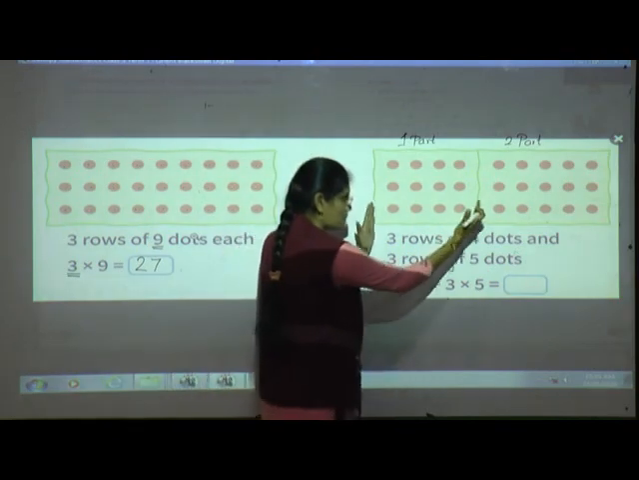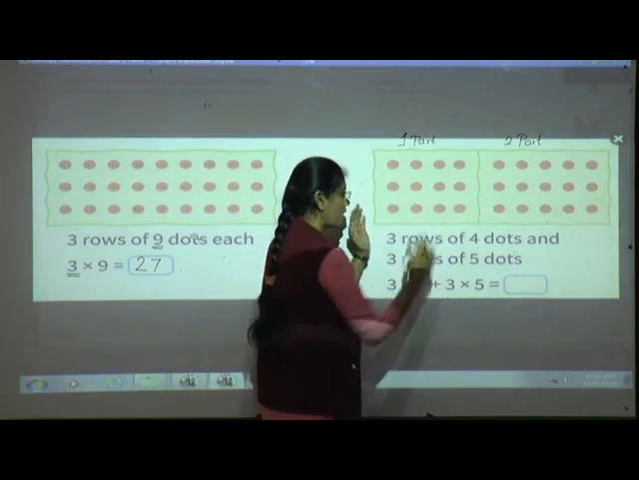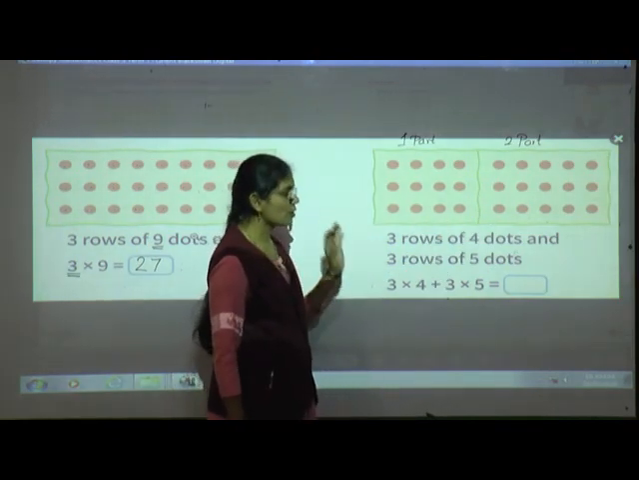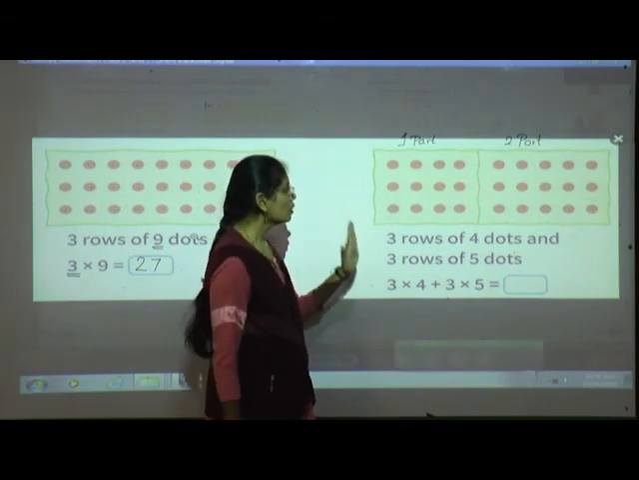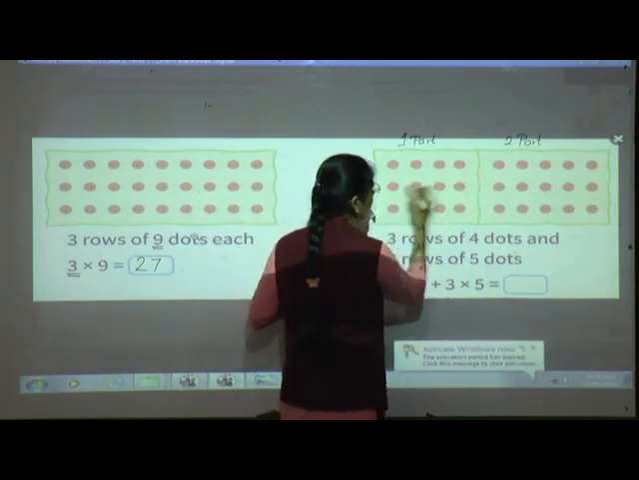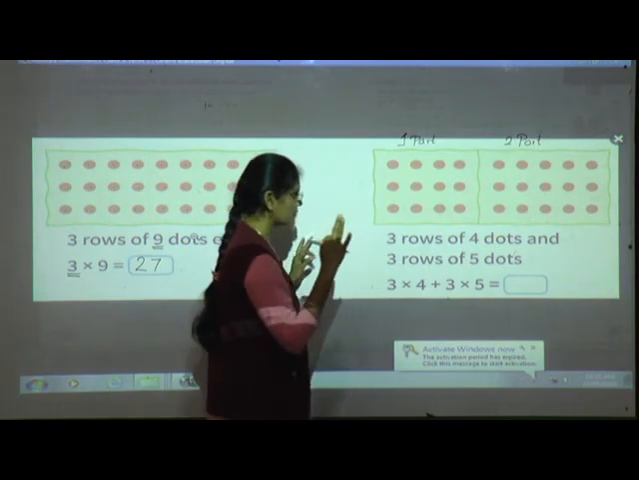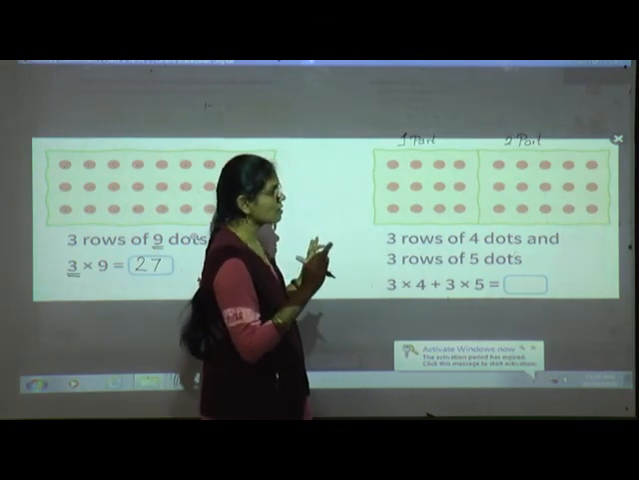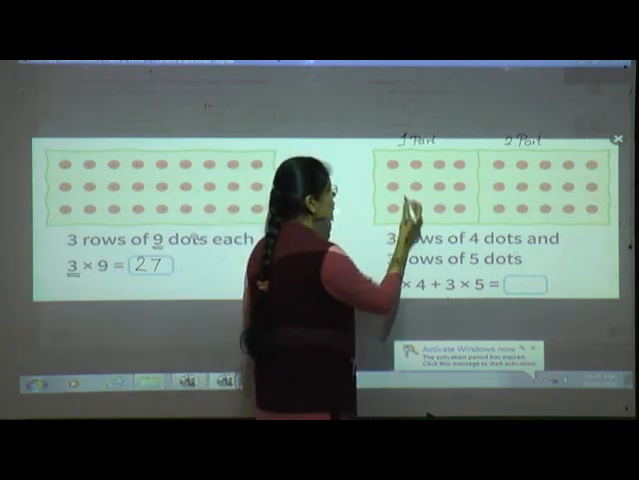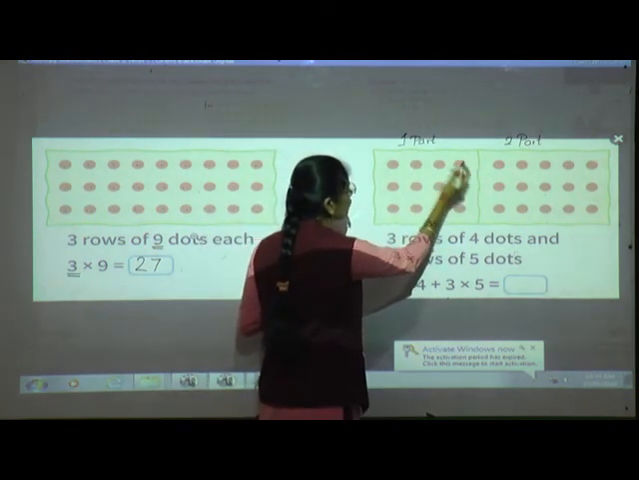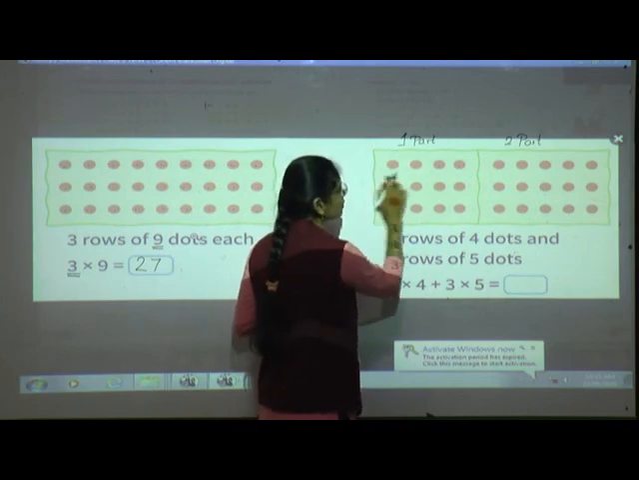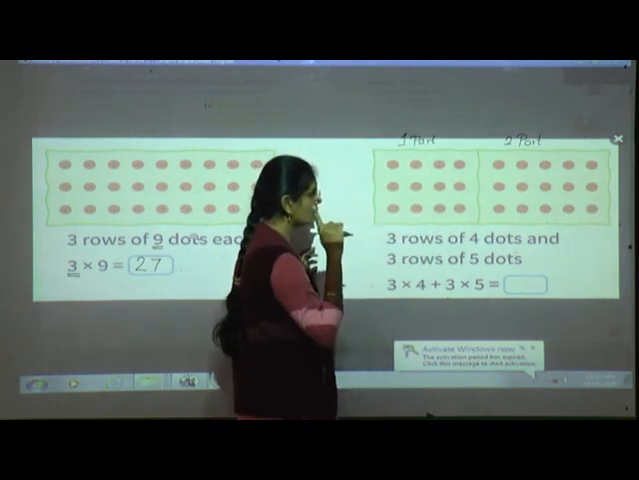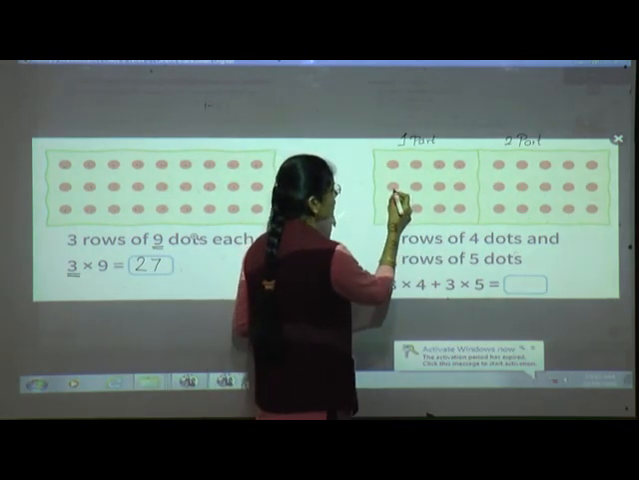Now in the first part, what we will count? We will count how many dots are there in each row. Now here you can see 1, 2, 3, 3 rows are there, isn't it? Now we'll see how many dots are there in each row. So let us count 1, 2, 3, 4. In part 1 there are 4 dots in the first row.